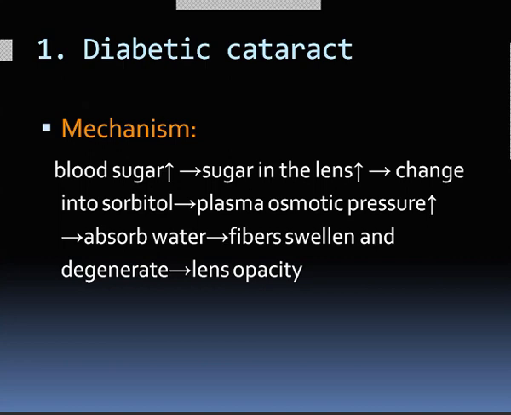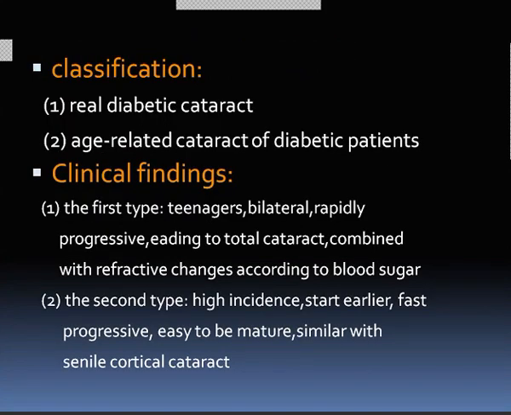So changes occur. What is that? The soluble sugar is converted into the insoluble sugar, that is sorbitol, by the aldose reductase. So what will happen? Osmotic pressure will increase, and that leads to the absorption of water. So the lens fibers are swollen and they degenerate in due course and lead to lens fiber opacity. Then, what is the classification of the metabolic disorder? There is a true diabetic cataract and the age-related cataract of diabetic patients.